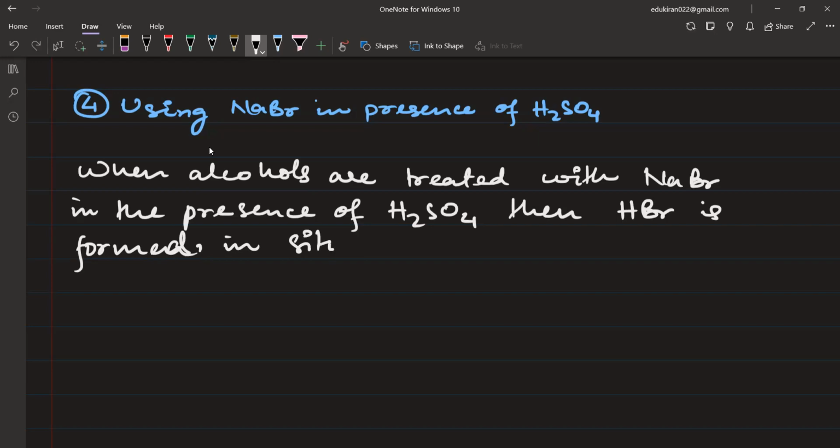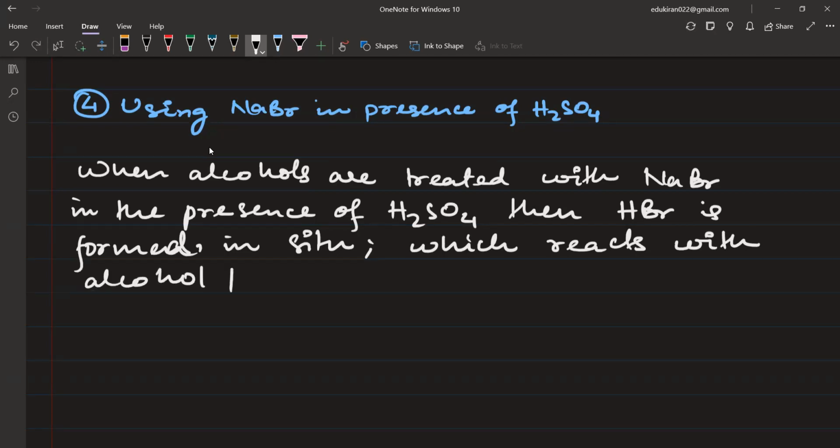HBr is formed in situ, which reacts with alcohol to form alkyl halide. Sir, after formed in, what did you write? In situ, I will explain, in situ.